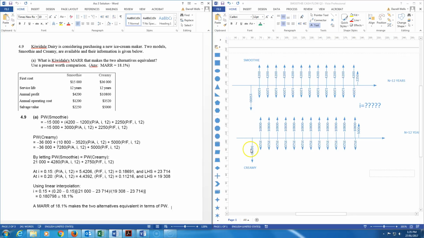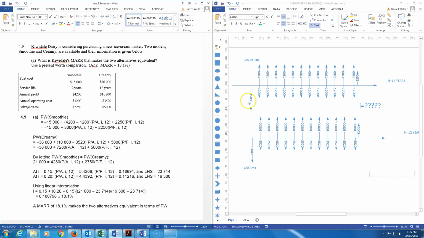Similarly, I've done the same thing for this creamy unit. $36,000 is our initial cost. We have our $10,800 revenue, our $3,520 of operating costs, and my salvage value of $5,000 at the end. And again, it's 12 years for this particular unit.